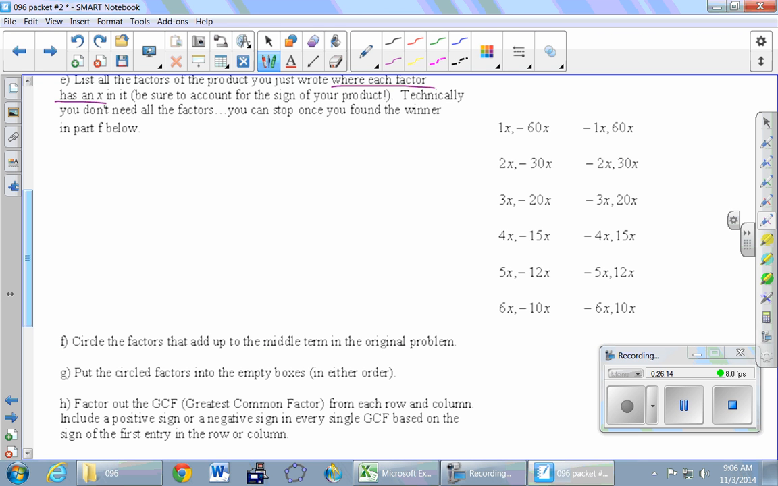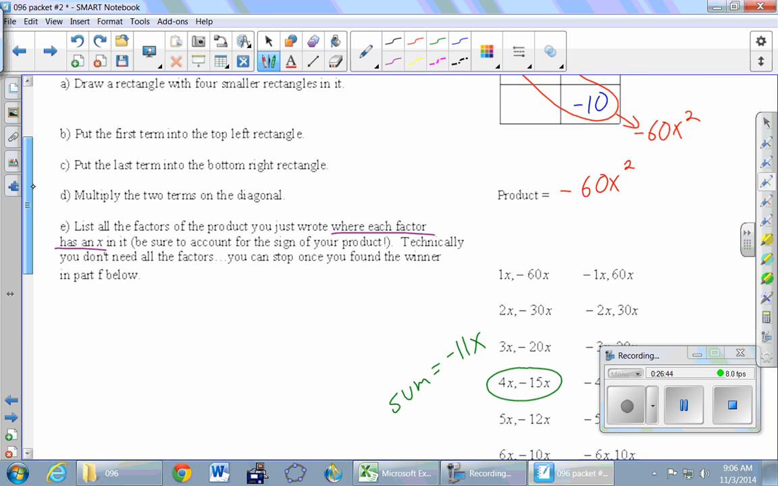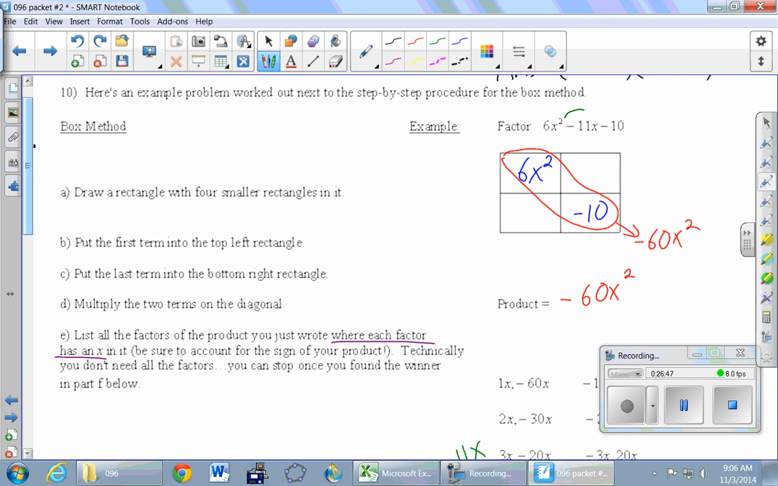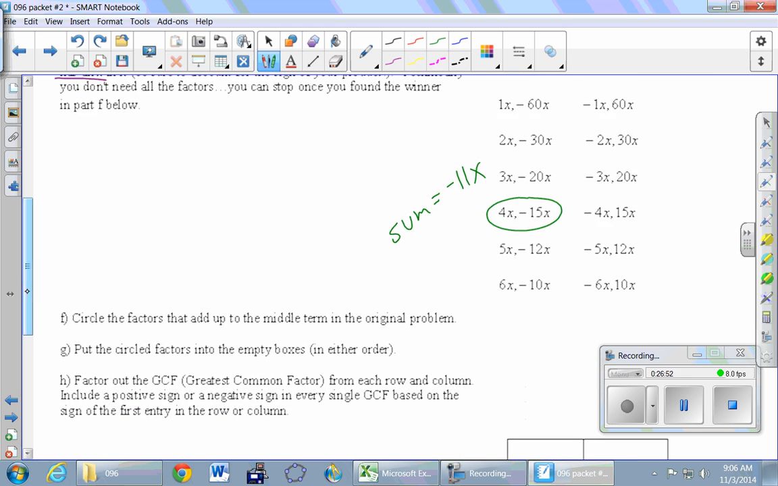Alex says the sum of these two is 11x. Is it? So the sum of these is negative 11x. And finally, the negative 11x, which was the only thing we hadn't used from the original problem, right? There it is in the middle, negative 11x. That's the thing we're looking for in the sum. And so 4x and minus 15x is the winner.